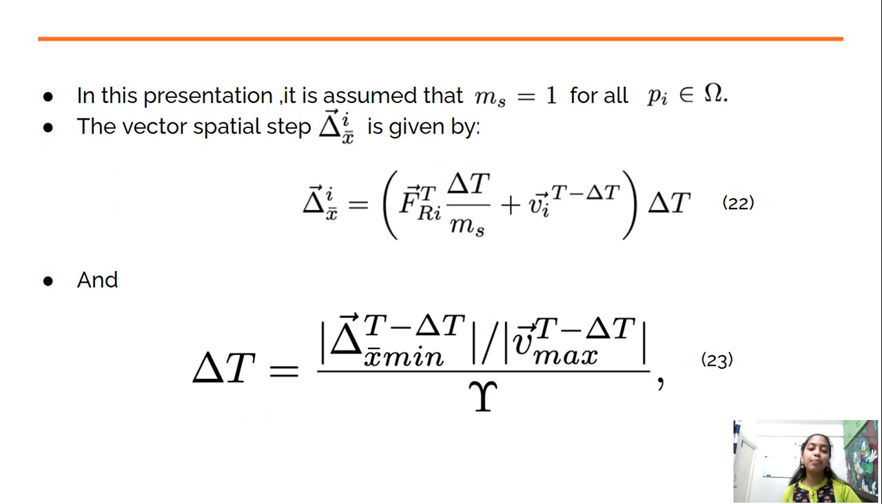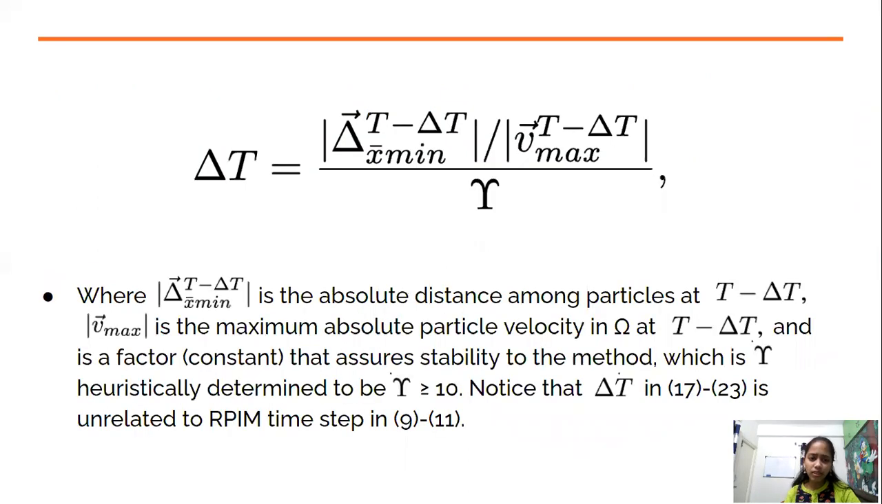The vector spatial step is given by Fri times delta t divided by mi plus Vi, where the distance term is the absolute distance among the particles at t minus delta t. V maximum modulus is the maximum absolute particle velocity at t minus delta t, and gamma is a constant that assures stability, determined to be greater than or equal to 10. Notice that this delta t is unrelated to the RPMI time step.